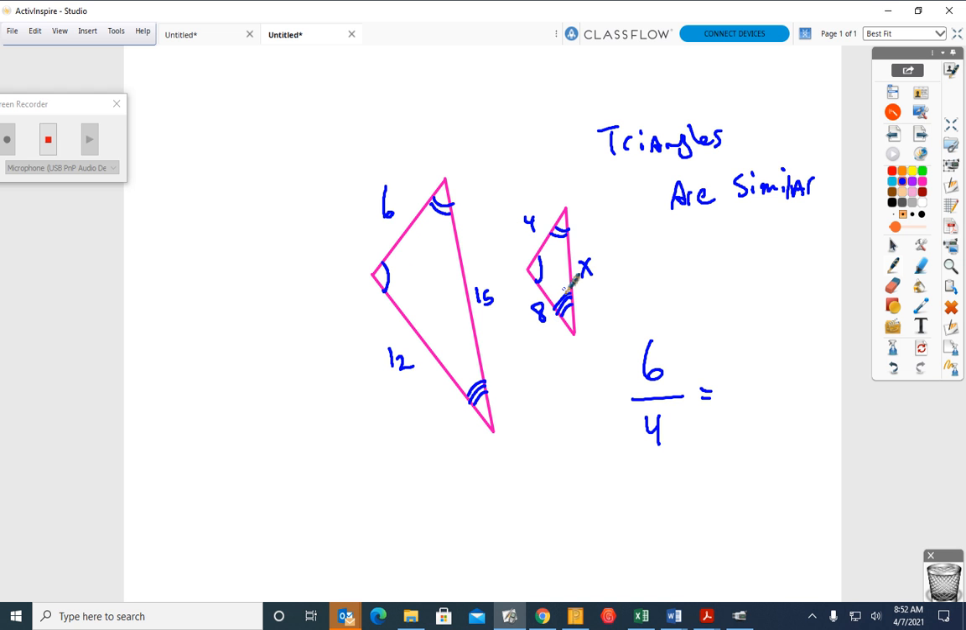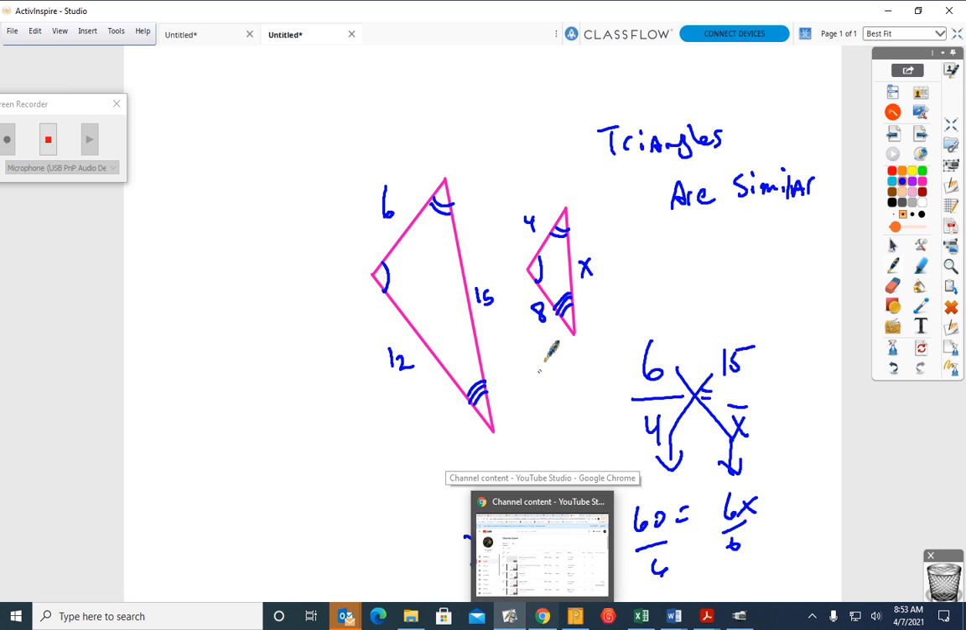Now, the other one that I have to choose is x, because that's what I'm trying to solve for, right? Now, this x, is it going to go up here? It's part of the second shape, so it's going to go down here. What is x proportional to in this one? 15 would be right here. Now, how do I solve this? Find my cross products. What's 6 times x? 6x. What is 15 times 4? 60. Divide each side by 6. What is x? 10. X equals 10.